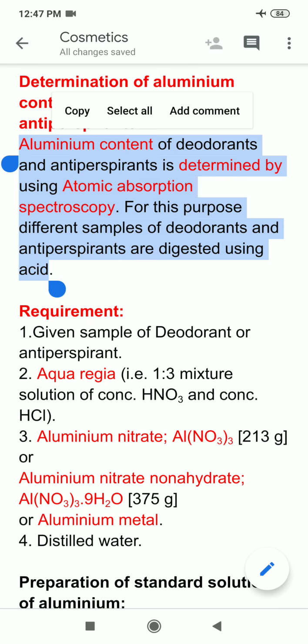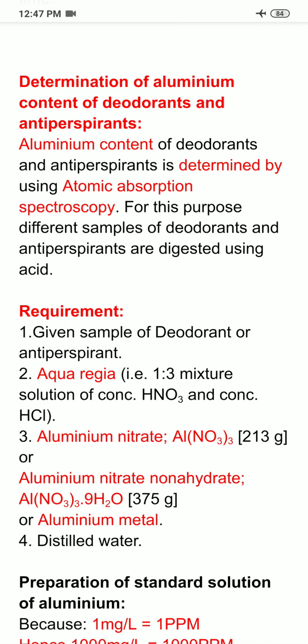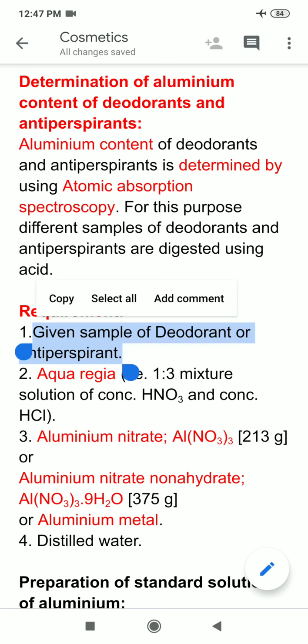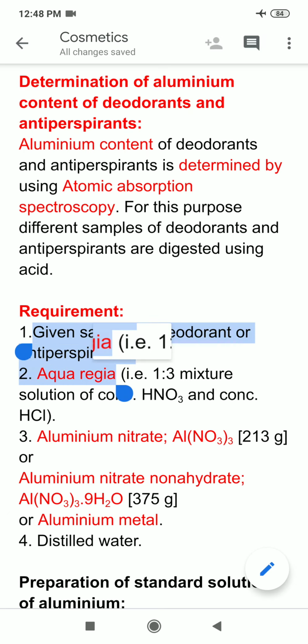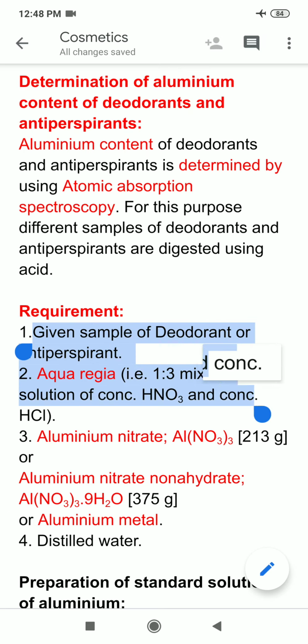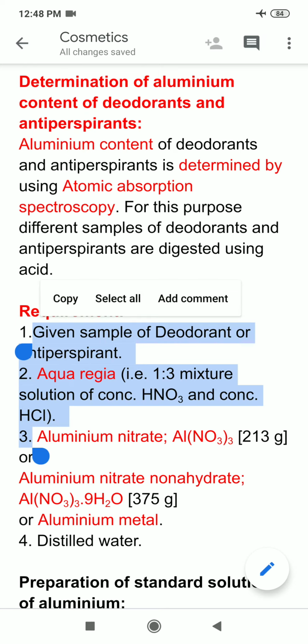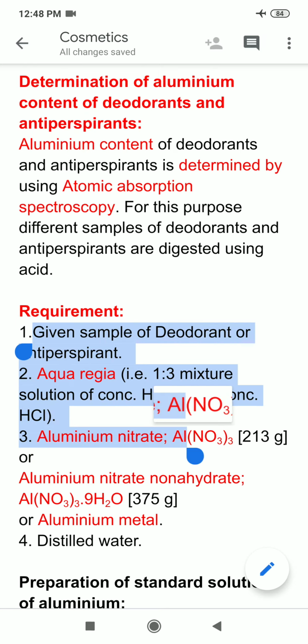So first of all, a requirement. What would be our requirement for determination of aluminium content of deodorants or antiperspirants? We require a given sample of deodorant or antiperspirant. Secondly, we require aqua regia, that is a 1:3 mixture of concentrated nitric acid and hydrochloric acid. And then we require a standard compound. Standard compound, we can use any of the aluminium salts like aluminium nitrate.